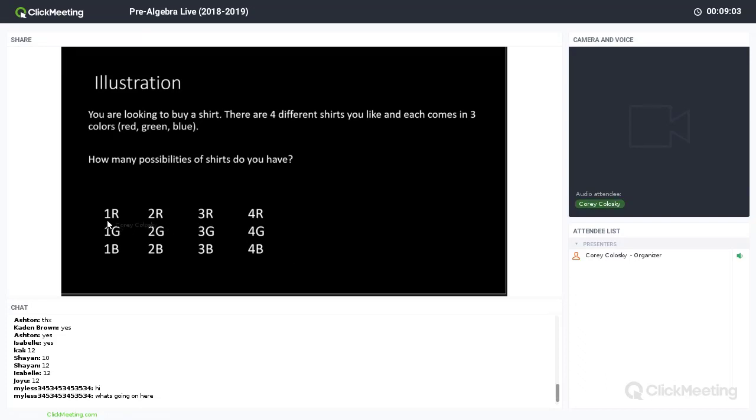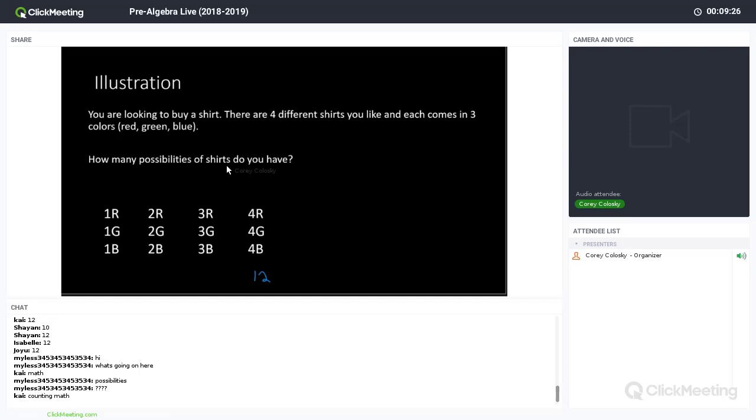So we could count all these up: 1, 2, 3, 4, 5, 6, 7, 8, 9, 10, 11, 12, to get 12 total possibilities, 12 total different types of shirts that you could purchase. Okay, so we could count them up like that, but this fundamental principle of counting is going to help us where we don't have to actually count every single option.